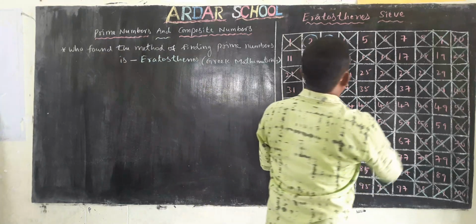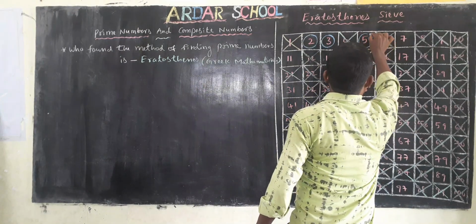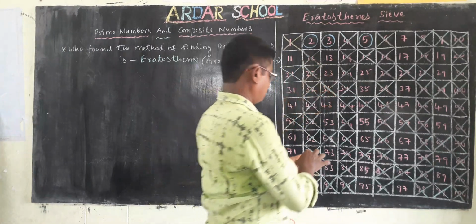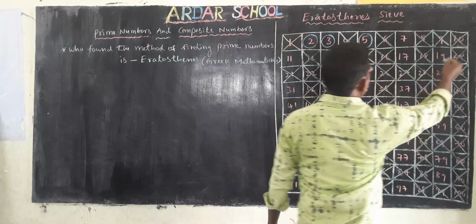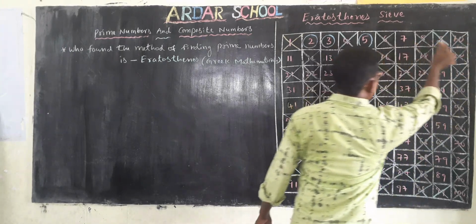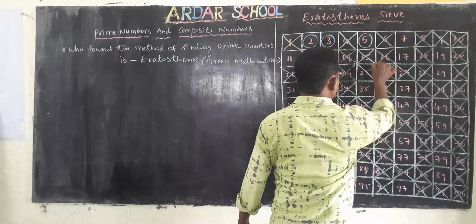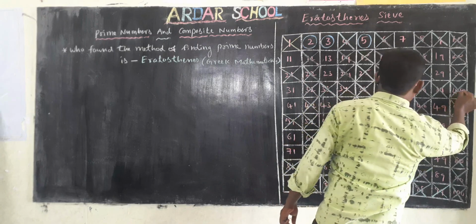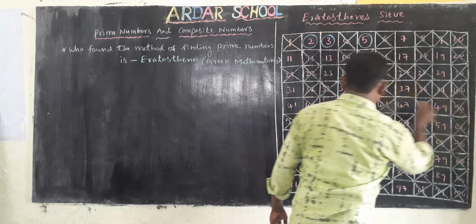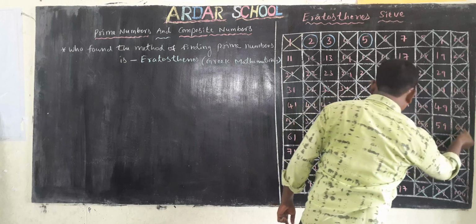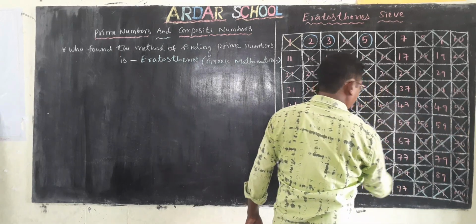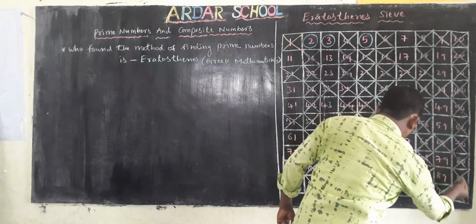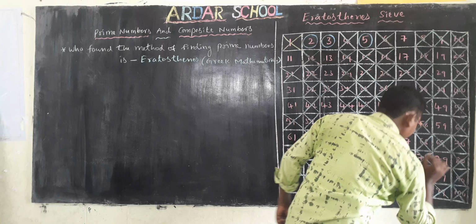Next go to 5. Encircle the 5 and cross the multiples of 5: 5, 10, 15, 20, 25, 30, 35, 40, 45, 50, 55, 60, 65, 70, 75, 80, 85, 90, 95, 100.